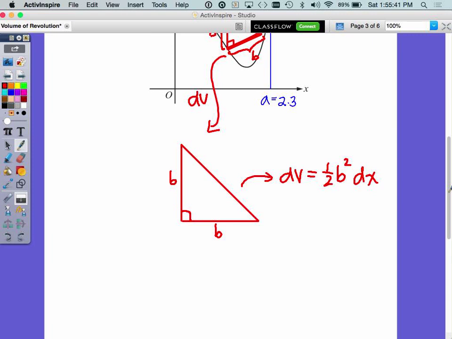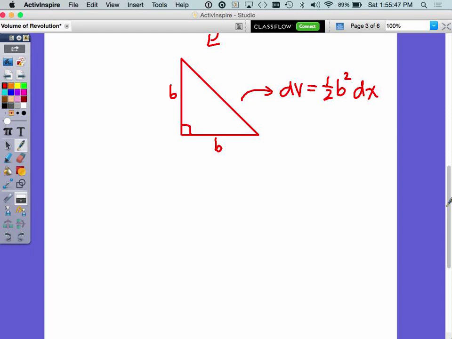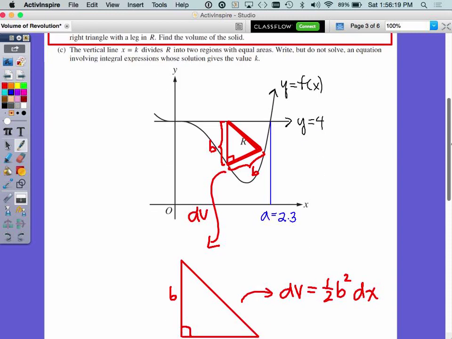So the volume of my slice is 1/2 b squared dx, and the volume of the whole solid is just going to be the sum of the volumes of those slices. And the way we sum an infinite number of slices is through this process of integration. So I have the volume is going to equal the integral from 0 to a, because that's where my x's are running, of 1/2 b squared dx. The only problem left is to identify what b is. We know that this is a dx, and so we know that this has to be a function of x. So we have to write b in terms of x.